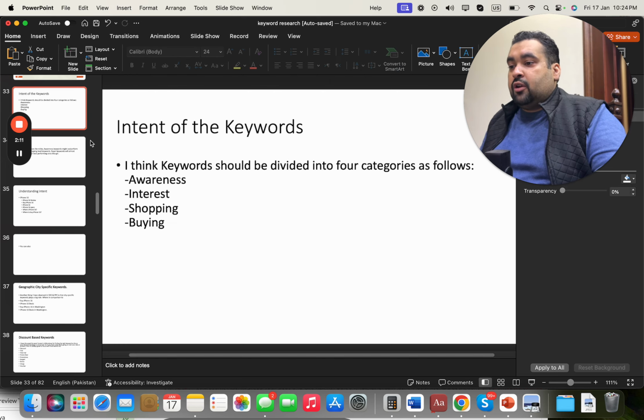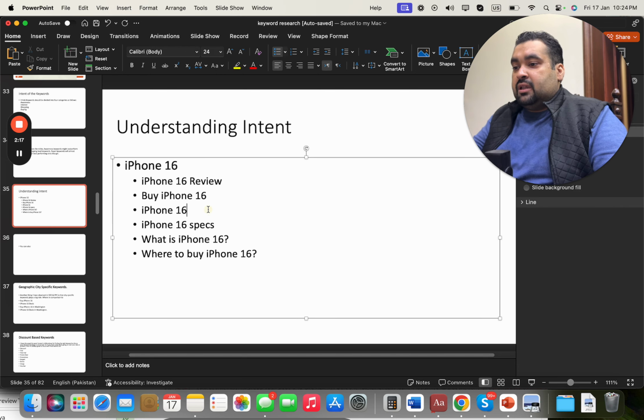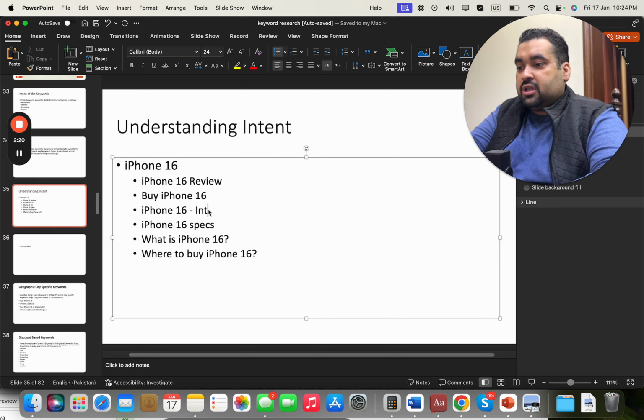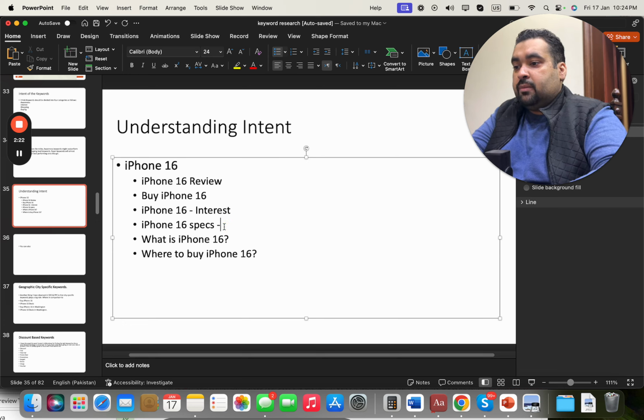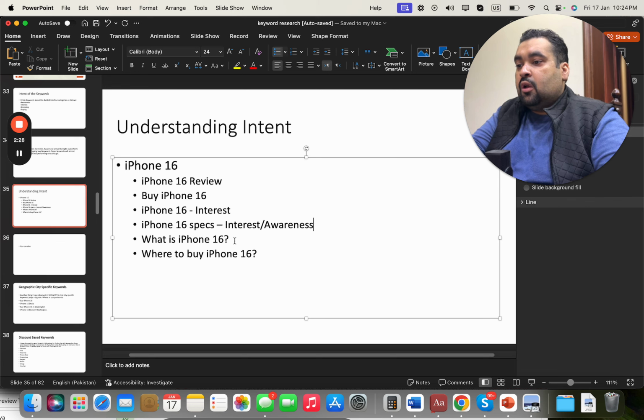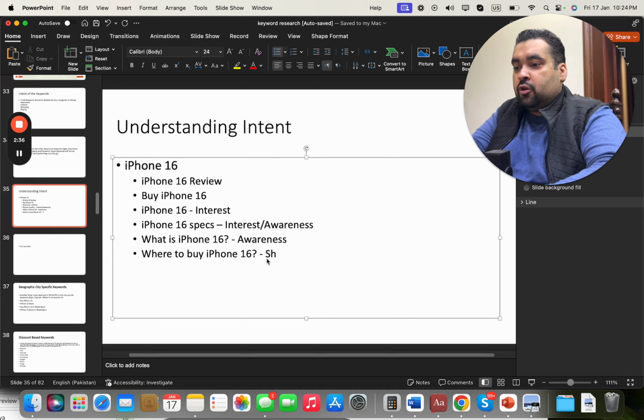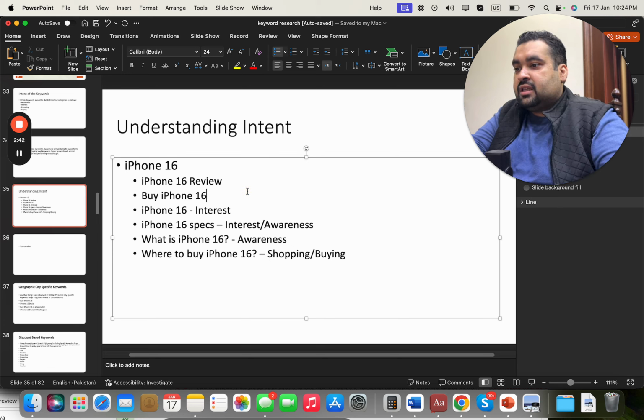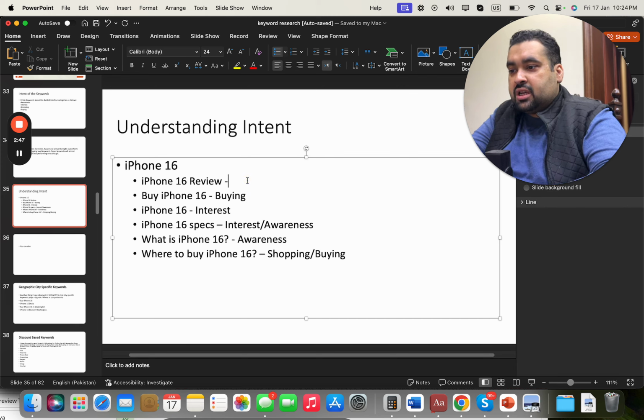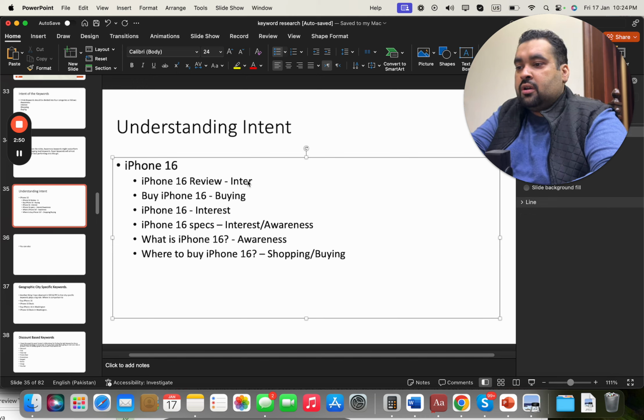So now if we divide on four aspects of awareness, interest, and shopping and buying, we can label this as an interest keyword because the guy has interest. We can also label this one as an interest keyword, or we can also label it as an awareness keyword. What is iPhone 16 is also an awareness keyword. Where to buy is a shopping or a buying keyword. Buy iPhone 16 is a buying keyword, and iPhone 16 review is again an interest or awareness keyword.